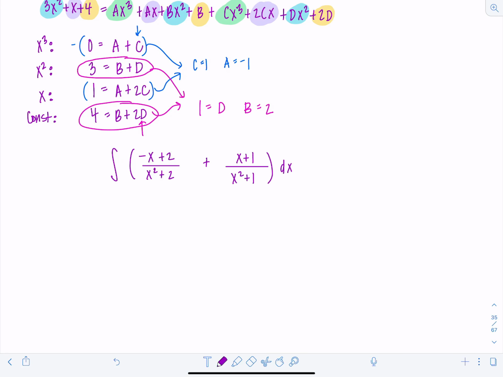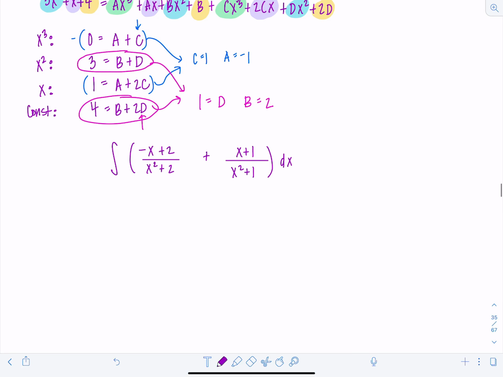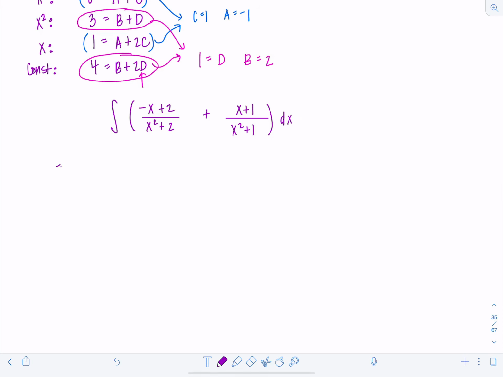Okay, what to do from here? I'm actually going to split each of the terms in the numerator once more so you can see. We're going to have the integral of -x over x squared plus 2, plus 2 over x squared plus 2, plus x over x squared plus 1, plus 1 over x squared plus 1 dx.